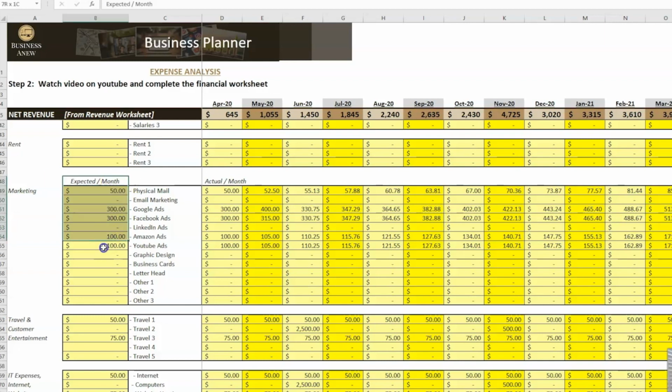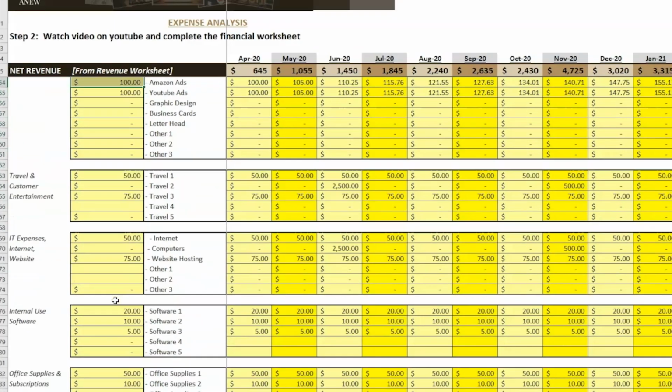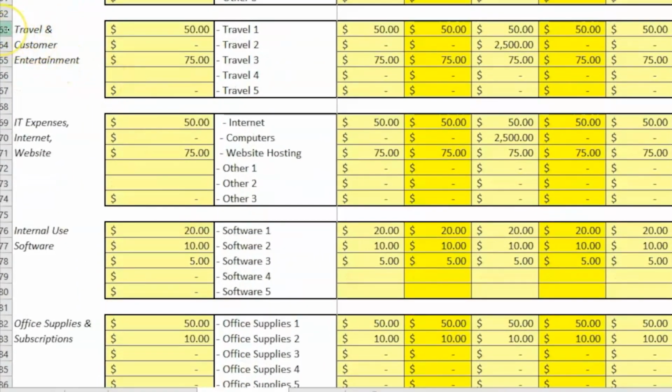So, where did I start? This just kind of helps you think about that. Then we go into travel and customer entertainment. For some businesses, you're going to have to do that. So you're just going to want to put in those expenses that you're going to have in relation to travel. And again, you can always change these. If you want to change the name of these to conference, sure, just change it to conference. Not a big deal.